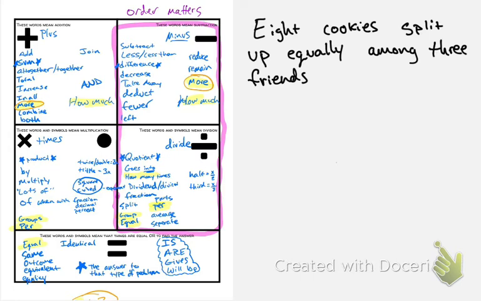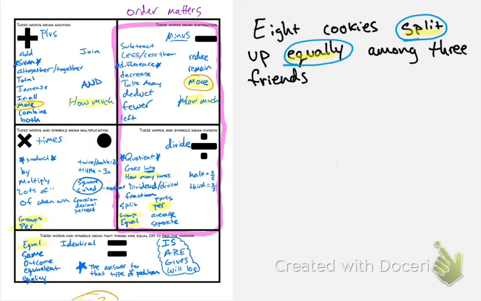If we had something like 8 cookies split up equally among 3 friends, the first thing I always like to do is look for those key or clue words that tell us what operations we are working with. In this case, I'm going to notice the words split and equal or equally. That word split really helps me because equal shows up in a couple of different places on my list, but split only shows up in the division. And so when we say split up equally, that's a really good clue that we are working with division.